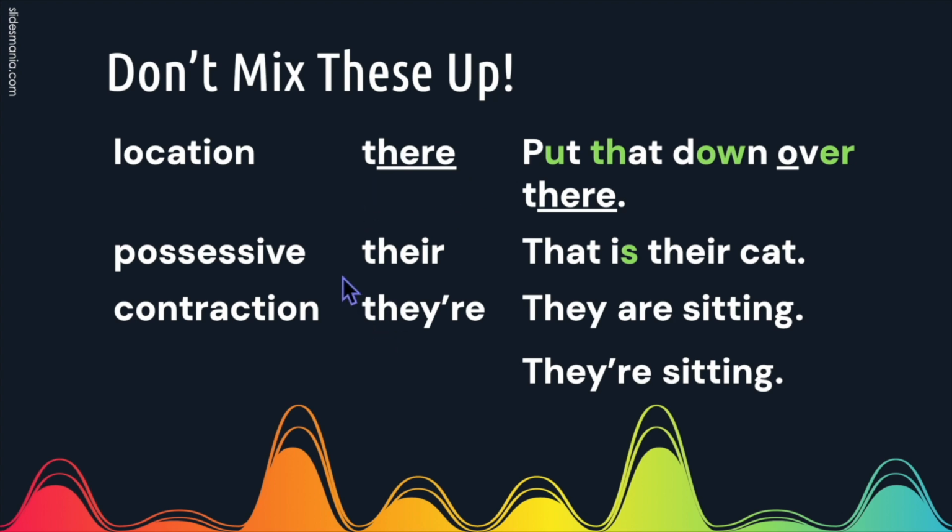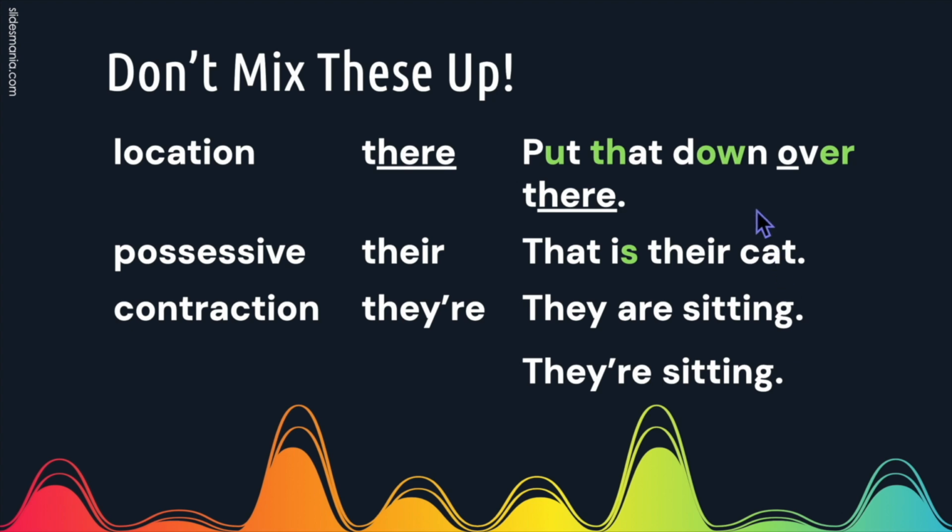If you want to show that somebody owns something, you want this one. That is their cat. So if you could replace it with her when referring to one person, then this is the one you want. If you want the contraction, short for they are, then this is what you want. They are sitting becomes they're sitting.